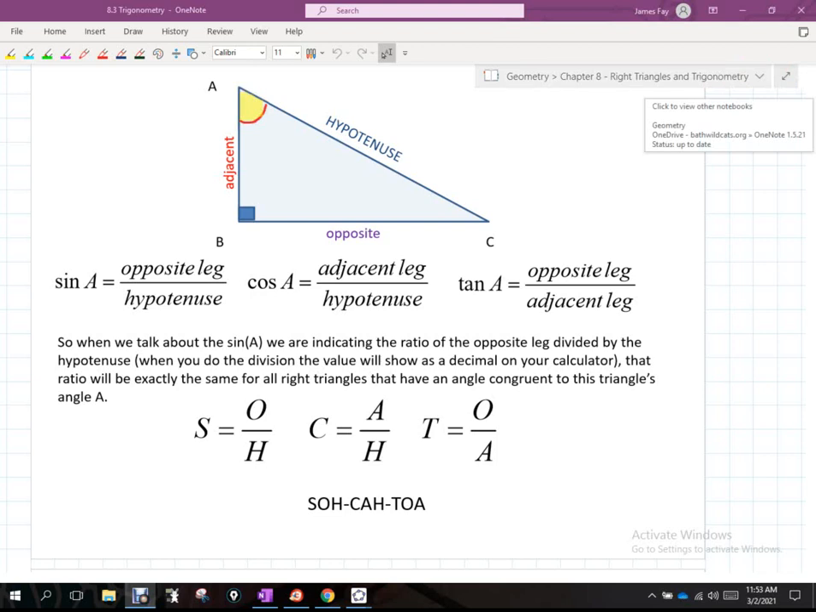So what you're going to do is you're going to identify three sides. You're going to find the hypotenuse. That's the easiest one to find, right? Hypotenuse is always across from the right angle. So I label it hypotenuse. Okay? I'm going to find the opposite side to the angle that I'm interested in. So down here, BC would be the opposite side.